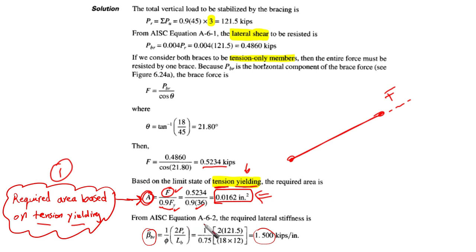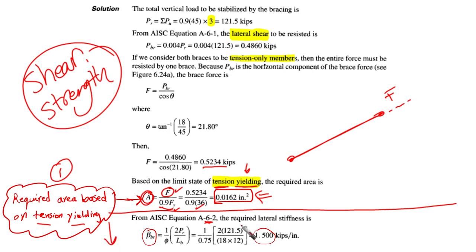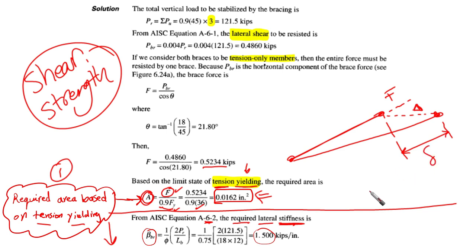From AISC equation 6-2, now up to here, what are we talking about exactly? Shear. We're talking about shear strength. From now on, we are going to talk about the required lateral stiffness. Lateral stiffness means what? This point should not go more than delta. If the diagonal is going to move here, then this distance from here to here is going to be a small delta, for example.